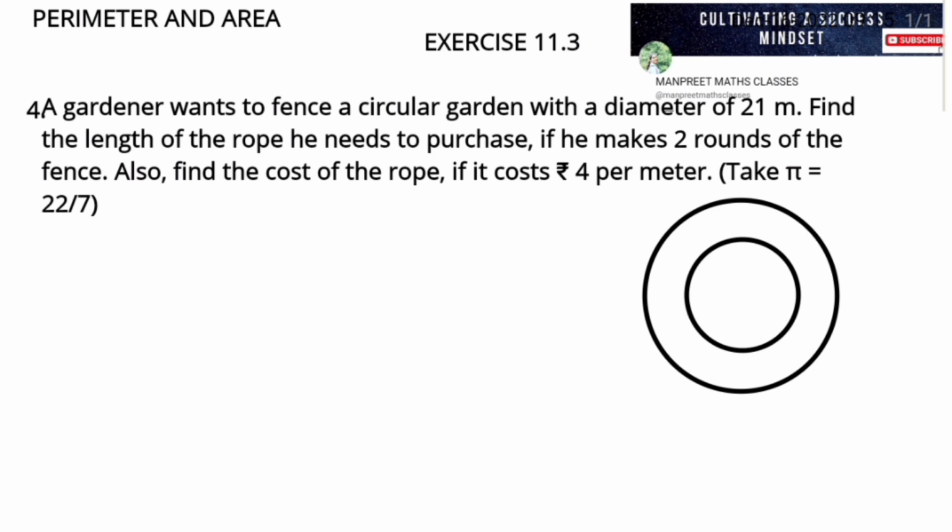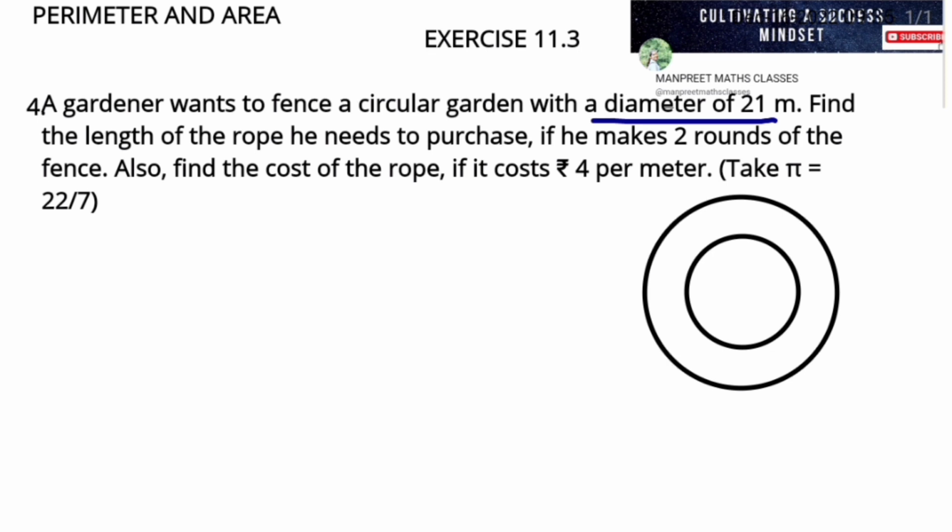Our first question is, a gardener wants to fence a circular garden with a diameter 21 meter. First of all, what is given? Diameter. Find the length of the rope he needs to purchase if he makes 2 rounds of the fence. Also find the cost of the rope if it costs rupees 4 per meter. So they want to fence the garden. Fencing means that you need to calculate circumference because fencing is done on the outer boundary.